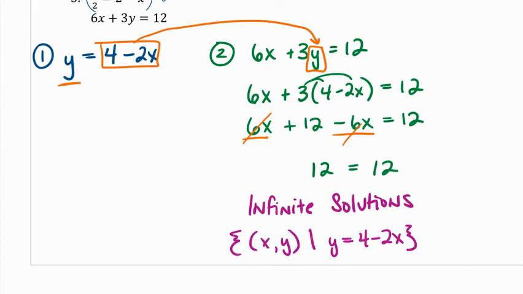It's the set of, these brackets tell me the set of. This tells me ordered pairs where I have x comma y. This means such that y equals 4 minus 2x, and that's the line that both of those would look like. This is the important part. If you can at least tell me infinite solutions, that's all I care about right now.